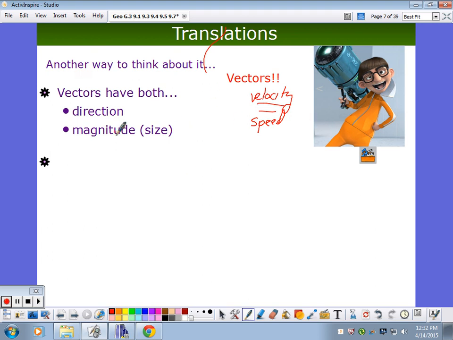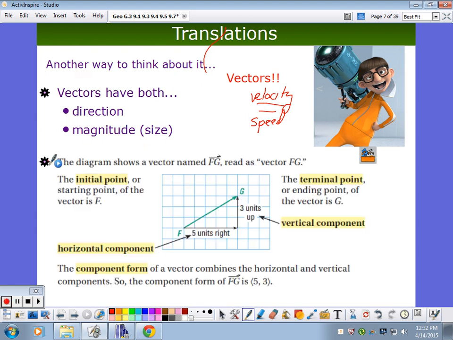So vectors are really important. You're going to see them in physics. There's a whole lot of vector math you're going to learn. This is just a little introduction into it. So what is it? Here it is. This is vector FG. You have an initial point and a terminal point, and the direction you say them is important. The FG says that's the direction of your vector.